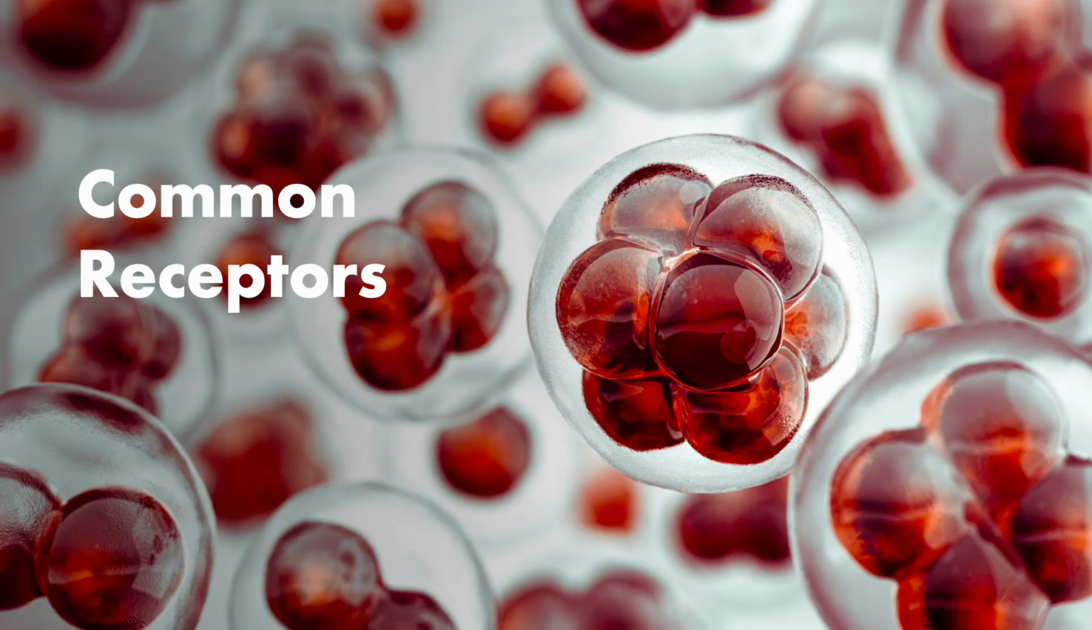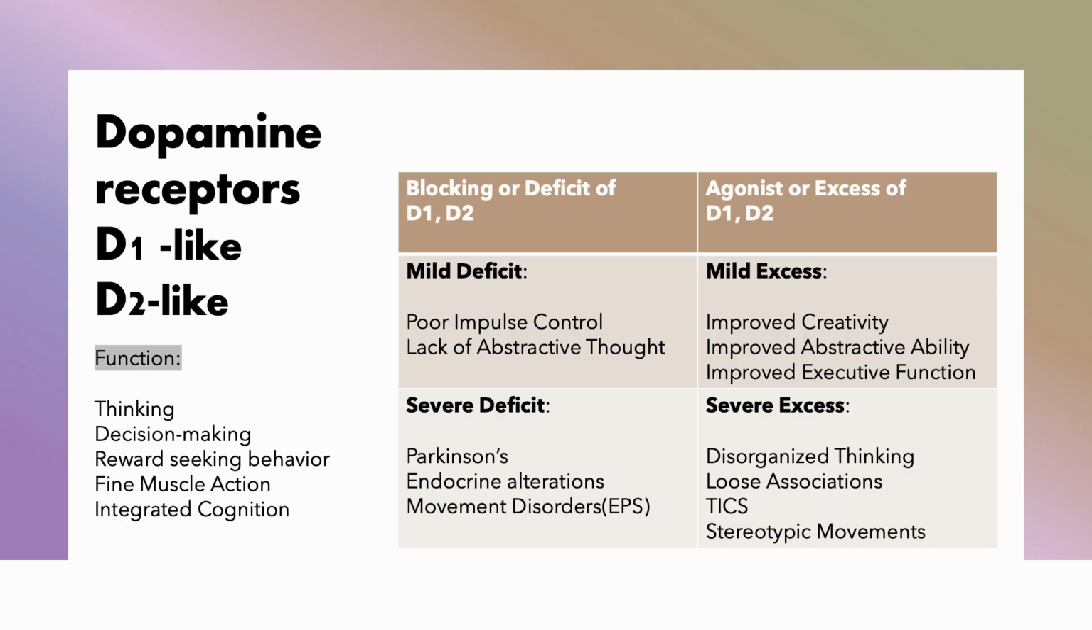Common receptors in psychiatry. Dopamine receptors D1 and D2. The function is thinking, decision-making, reward-seeking behavior, fine muscle action, and integrated cognition. If it's a mild deficit or a mild blockade of these receptors, it will cause poor impulse control and lack of abstractive thought.